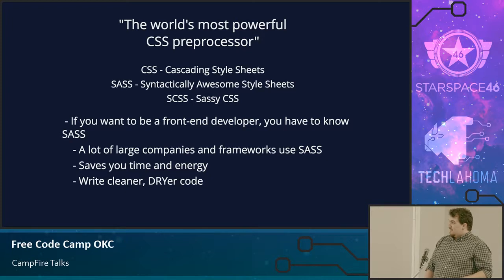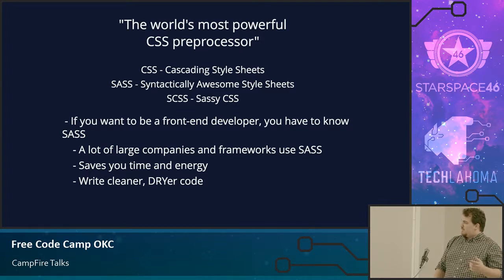So I think that if you want to be a front-end developer, you have to know Sass. There are a lot of job postings out there that say, we use Sass, we use Less, we use some sort of preprocessor. And if you didn't know already, preprocessors are sort of an abstraction layer on top of what we already have, and it compiles down to it. So it takes our syntax and turns it into something else.